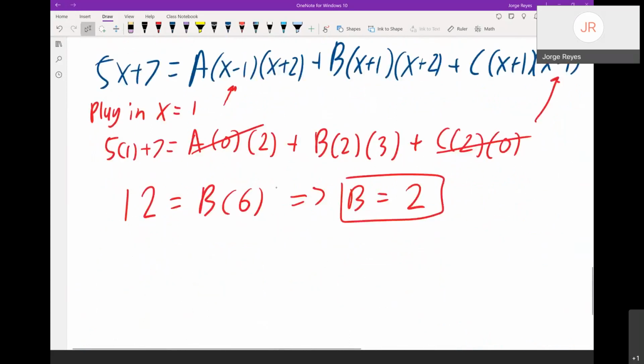Now I'm going to plug in x equals -1. Look at what happens. You're going to get a -5, so you're going to get 2 over here.